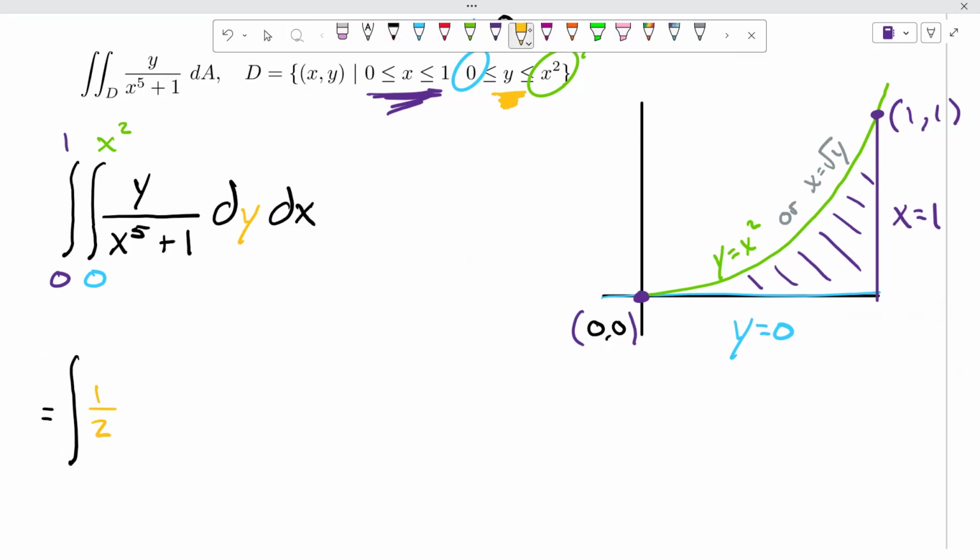I'll also have a something squared. That's what I get when I'm plugging in y. The thing that I'm plugging in is x squared and 0 for the upper and lower limits. So x squared squared minus 0 squared. So that'll just work itself out to x squared squared times I still have 1 over x to the fifth plus 1 dx from -1 to 1.